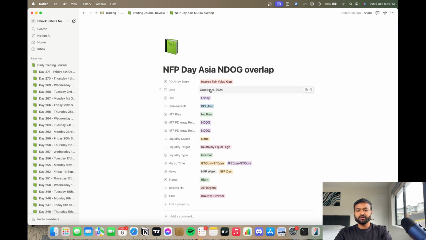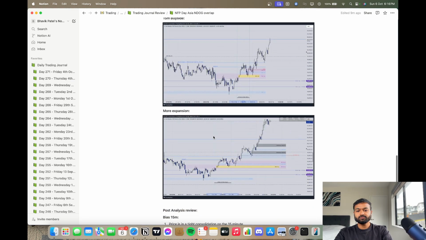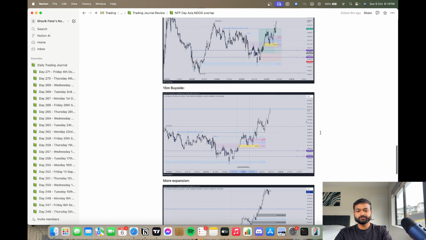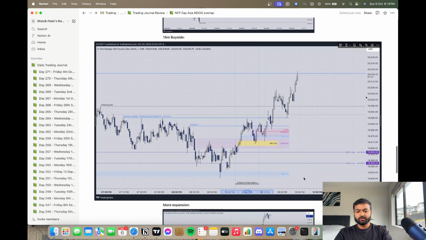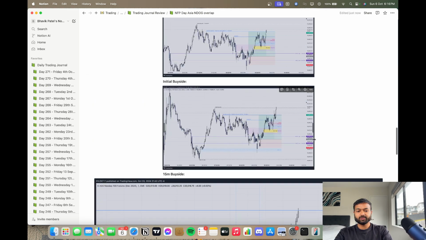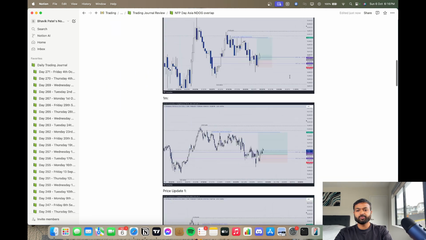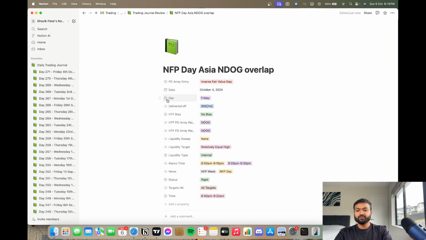This is the date of the trade, the day, the delivered off, which means, if I go to the 1 minute, originally price, there was a BISI on the left, which I might have marked here. Yep. So you can see price delivered off, which means there was a BISI here, and then it touched this BISI before moving away to the opposite side. So that's what delivered off means.